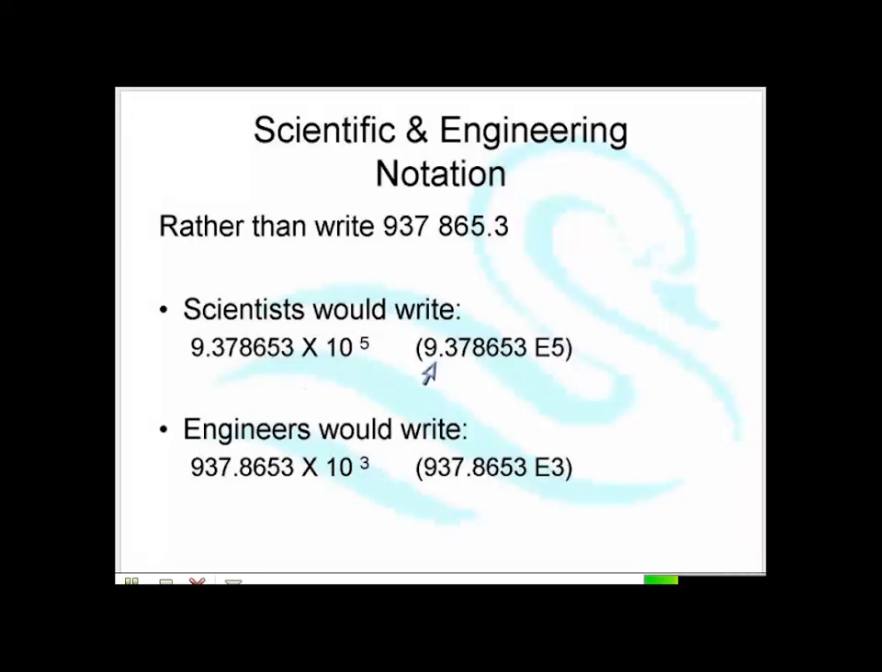Some calculators, instead of writing times 10 to the power of, write e to the 5. In both cases, what you have to remember is that tells you there's a 1, and then it gives you the number of zeros. So e to the 5, or 10 to the 5, there's a 1 with 1, 2, 3, 4, 5 zeros. And that's what we're multiplying it by. So it's 9.37865 times that big number there, 100,000.